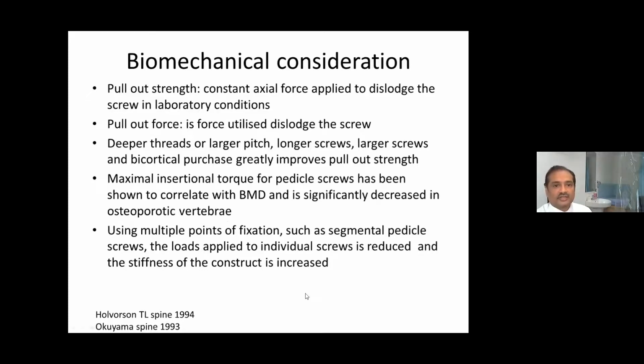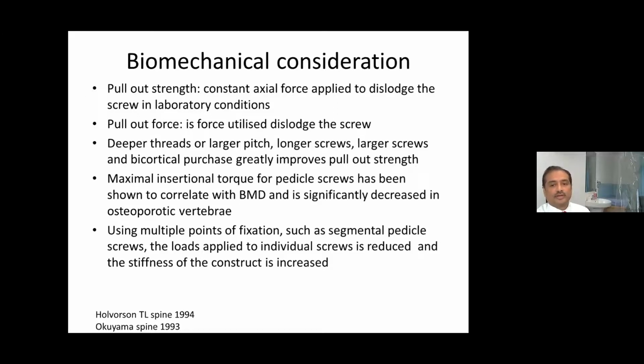Pull-out strength is a constant axial force that is applied to dislodge a screw in laboratory conditions. And pull-out force is the force required to dislodge a screw. Both of these have been significantly reduced in osteoporosis. So with deeper threads or a larger pitch, longer screws, larger screws with bicortical purchase, the pull-out strength can be greatly increased. The maximum insertional torque of the pedicle is correlated with bone BMD.